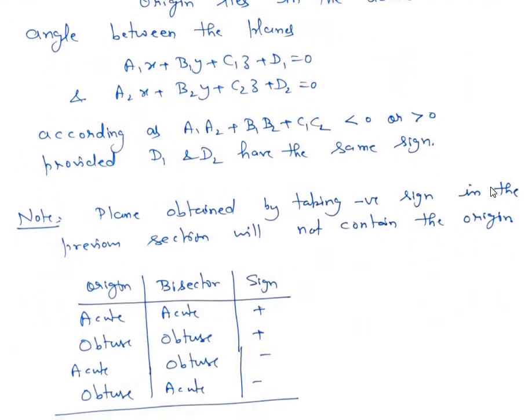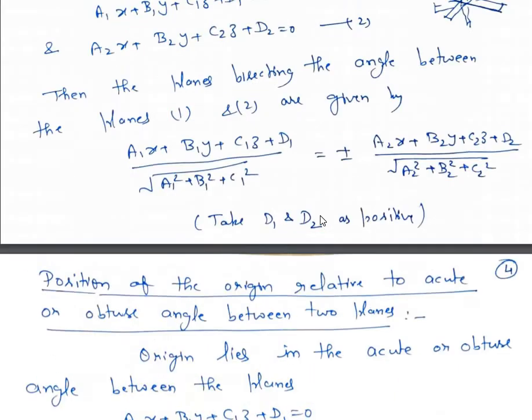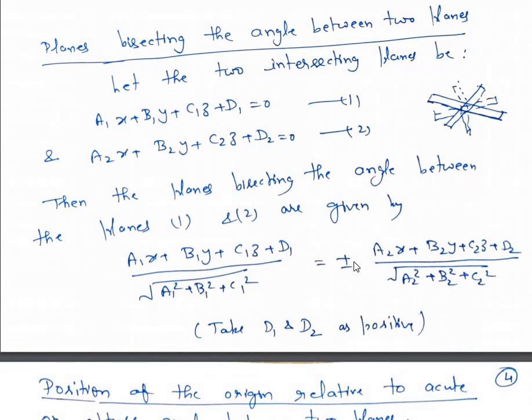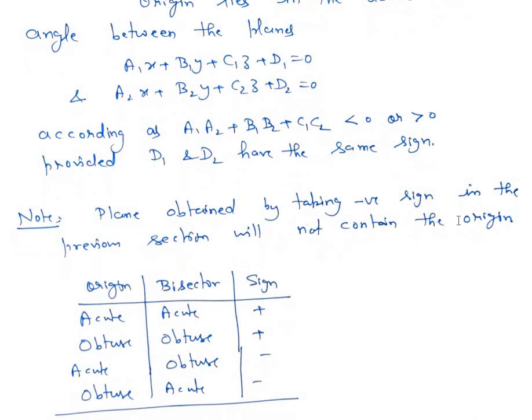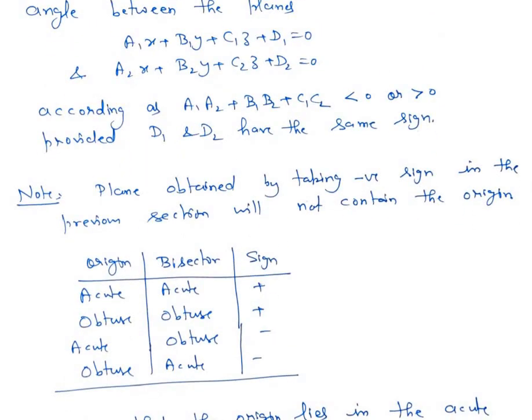The second result you must remember here is that the plane obtained by taking the negative sign in the previous section will not contain the origin. It means if we want to find the bisector of the plane which contains the origin, then we have to take the positive sign. So I have summarized this in this table.